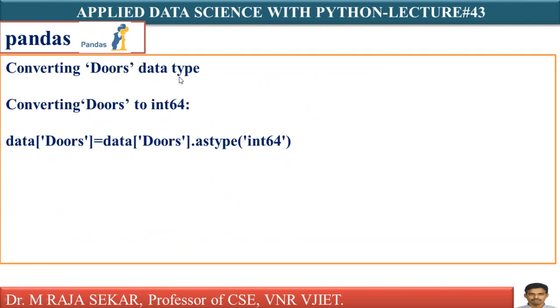Now, converting door data type. Now we changed all the strings into integers. Now let me change the data type also. How can I change? data['doors'].astype('int64'). Means this particular column we are converting into int64 and assigning to the same variable doors only. Means the original data frame will get reflected with these changes.